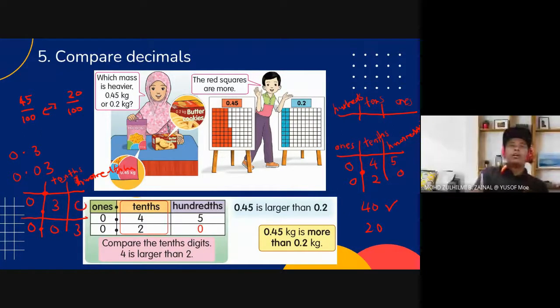Okay. So 0 here maksudnya 3 ni 30. Tengok sini je. So 3 ni maksudnya 30. Yang ni adalah 3. So which one is bigger? Of course lah 30. That's why lah. Senang je. Don't worry much. This is how you compare the decimals. Kalau tak tahu, you just draw a table. Okay.